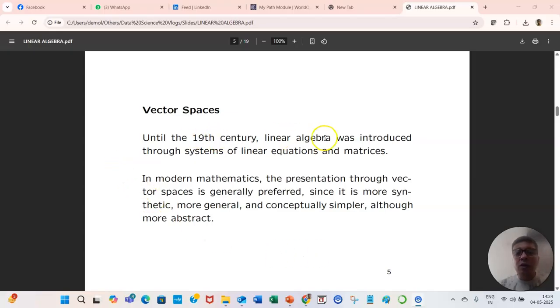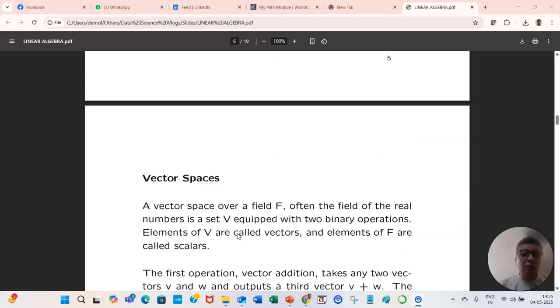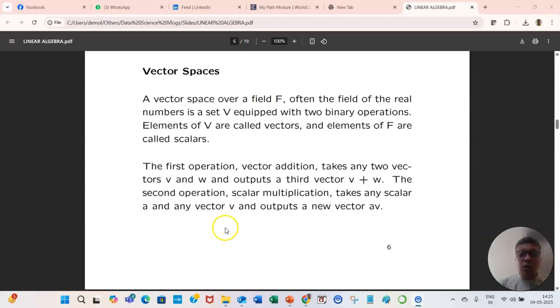Until the 19th century, linear algebra was introduced through systems of linear equations and matrices. In modern mathematics, the presentation through vector spaces is generally preferred since it is more synthetic, more general, and conceptually simpler, although more abstract. Talking about a vector space, we talk about a set V with an operation plus, which is a binary operation. So for two elements V plus W in V, the vector space is closed under operations, and there are some more axioms about it.